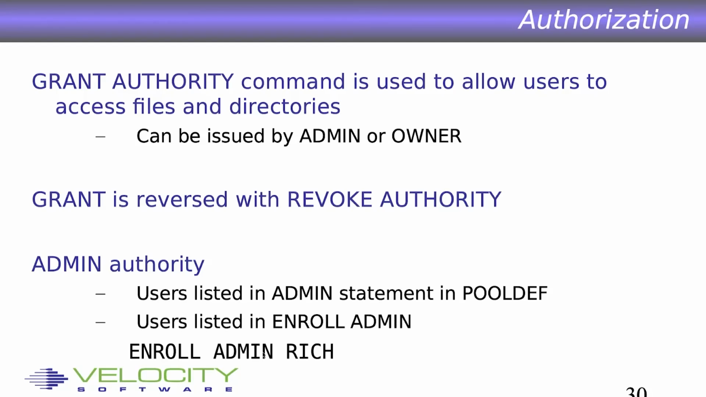So we enroll admin Rich, and now Rich is an administrator on whatever the default file pool is when this command is issued. If I want to specify a file pool name, I can do so after Rich, like we did earlier. Now, this enroll admin is a temporary operation, meaning if the file pool server is restarted, Rich loses his admin access. In order to make that permanent, he has to be added to the admin statement in the pool def file.